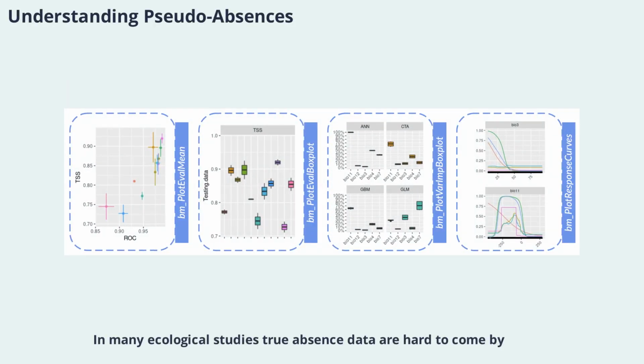In many ecological studies, true absence data are hard to come by. To address this, we use pseudo-absences, locations where the species is assumed absent based on sampling strategies. These can be generated randomly within a geographic disk or using environmental criteria to ensure the niche is well sampled. The choice of pseudo-absence strategy can influence model outcomes, so it's important to match the method to your ecological question and data availability. By thoughtfully generating pseudo-absences, we create a dataset that allows for more accurate and meaningful model predictions.